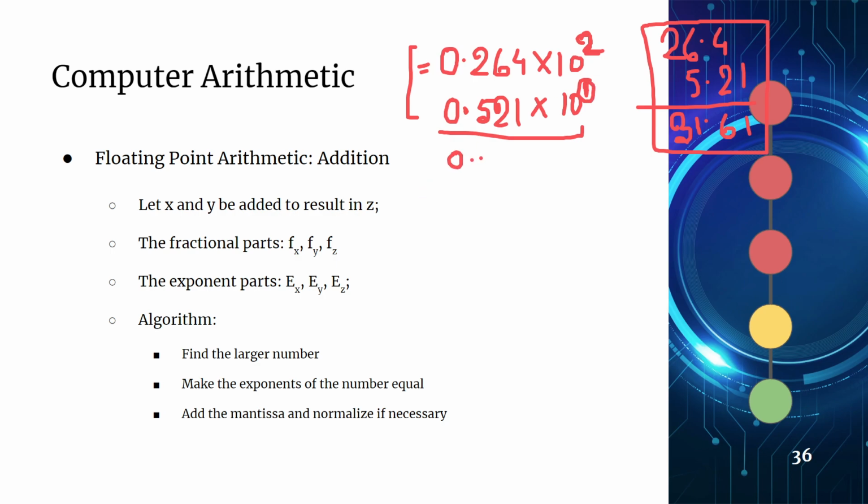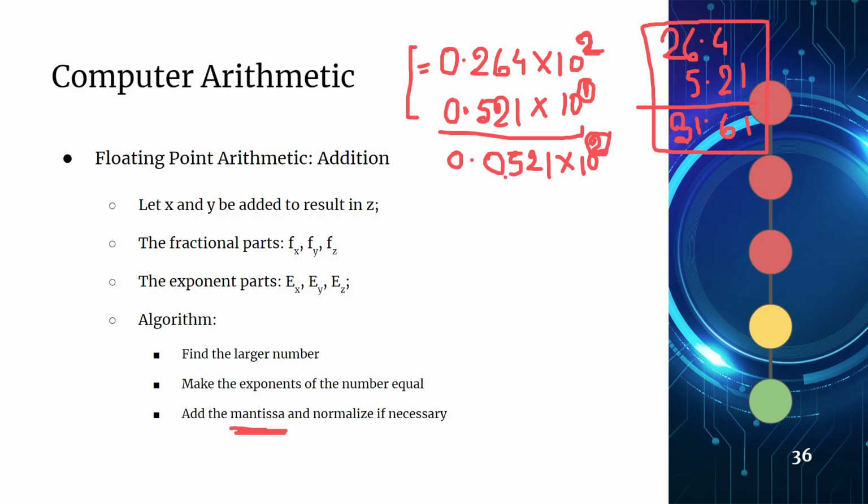In such cases we will have to convert 0.521 into 0.0521 into 10 square. This is how we convert it. Now this new power is found, and now that both powers are the same, what we say is to add the mantissa. Okay, let's add the mantissas over here.